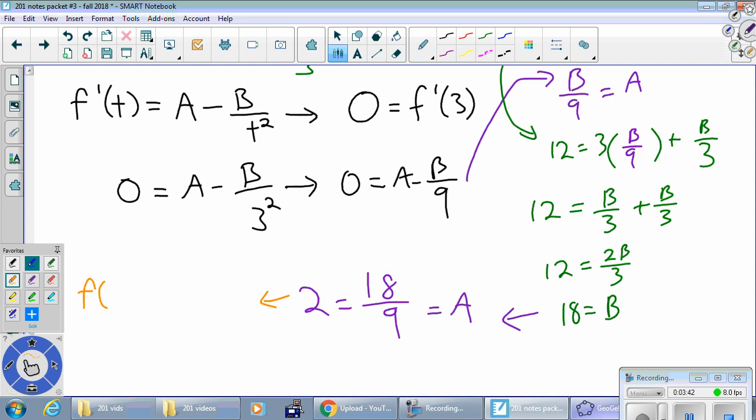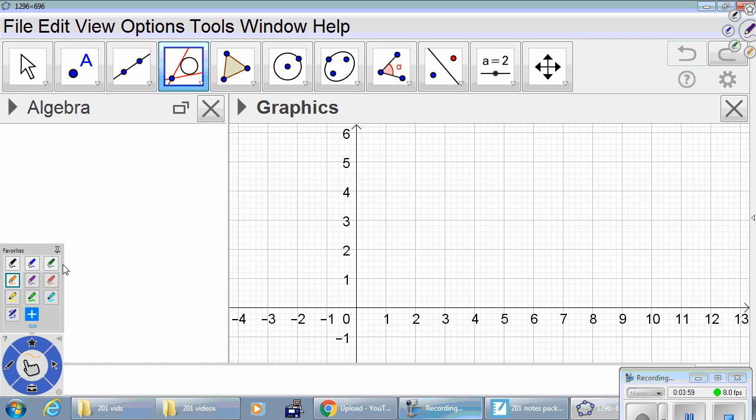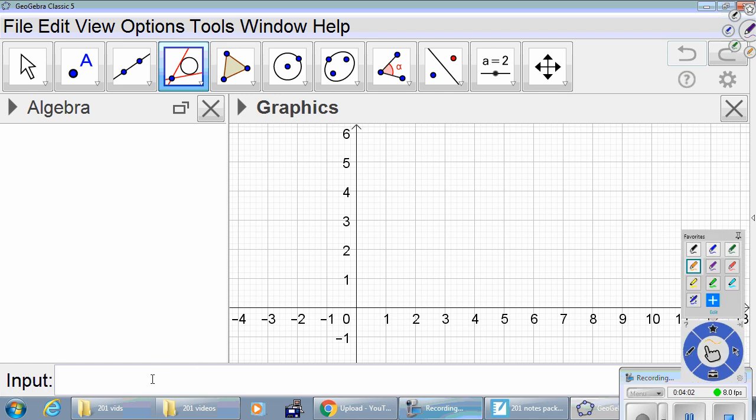Then we'll write our final answer here. Remember, f of t was equal to a times t, so that's now 2 times t, plus b over t, 18 over t. And that's the answer. But again, we're just going to spend 2 minutes looking at this on GeoGebra. 2t plus 18 over t. So we're going to type that in right here: f of x equals 2x plus 18 over x.